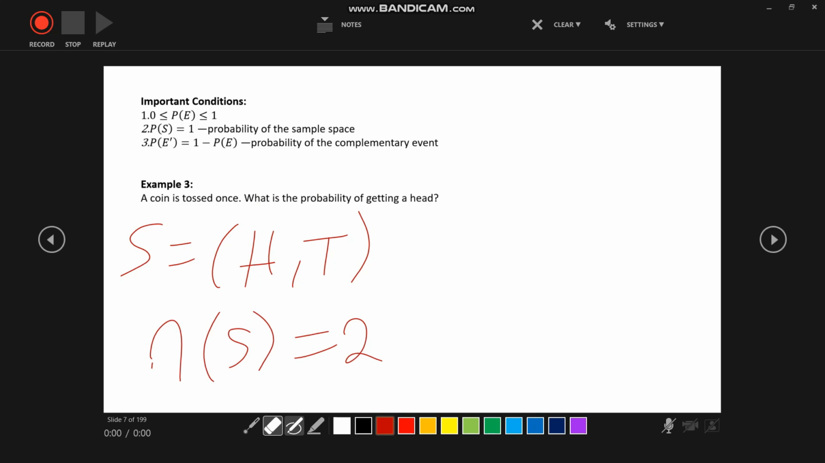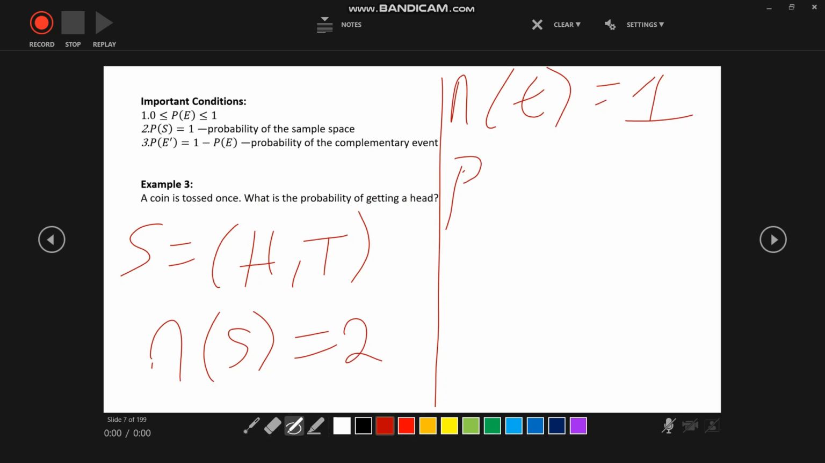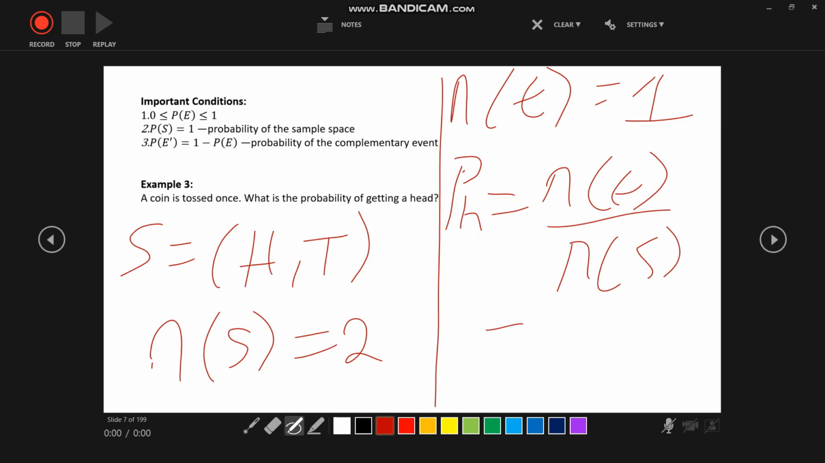So the question says we should find the probability of getting a head. So our favorable outcome is head. You come to your sample space and count the number of heads that we have. We only have 1 head. So our n of E is equal to 1. So the probability of getting a head will be equal to n of E divided by n of S, and this will be 1 over 2. So this is the probability of getting a head.